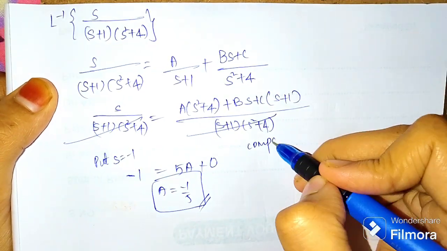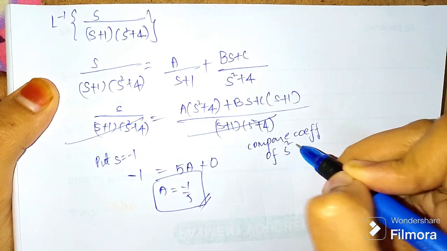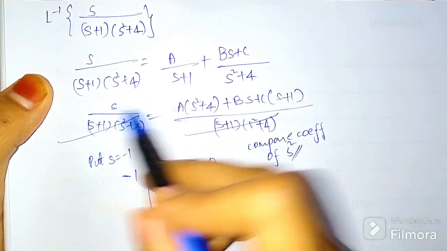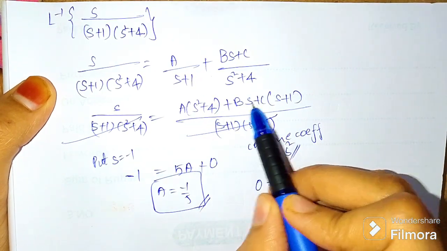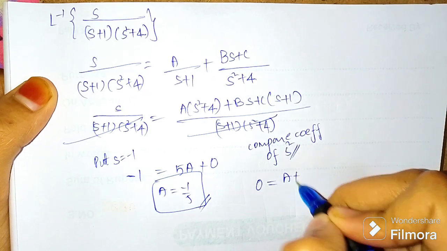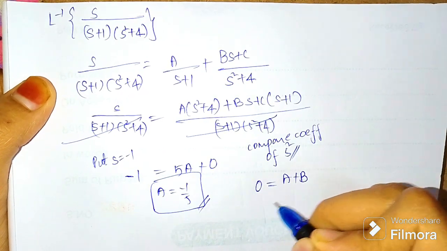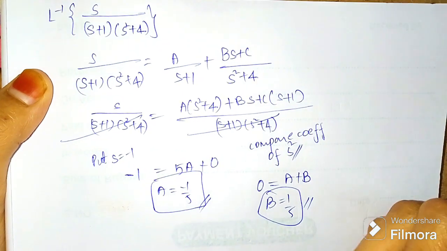Compare the coefficient of s squared. So this side is 0. This side it is bs into s, so we get s squared. So it is a and b. Therefore b is 1 by 5. Okay. Next we need to get c.